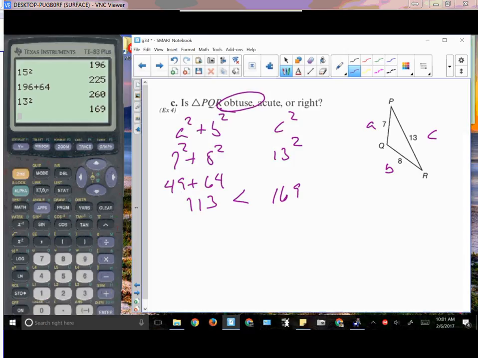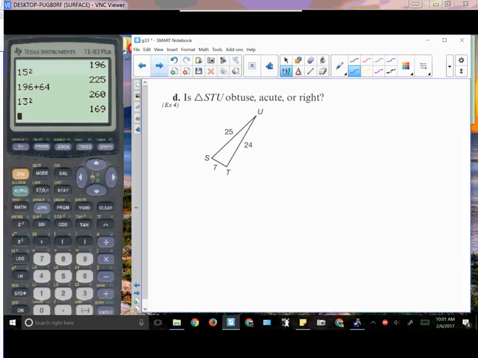Okay? This verifies. So, give you a few moments, and I want you to give this one a try. All right, here we go. So again, we need to take the two smaller sides. So that's got to be A, that's got to be B, and that's got to be C. So I get 7 squared plus 24 squared, and I want to compare that to 25 squared.